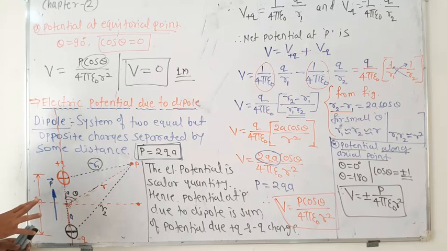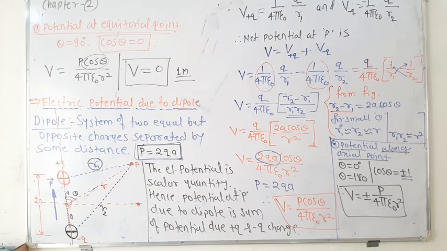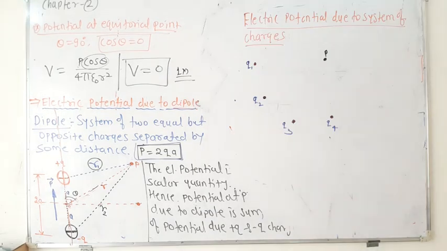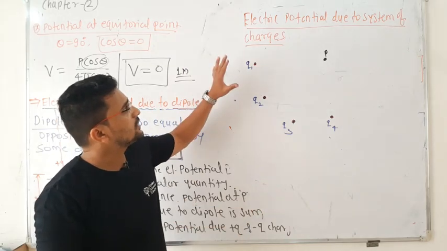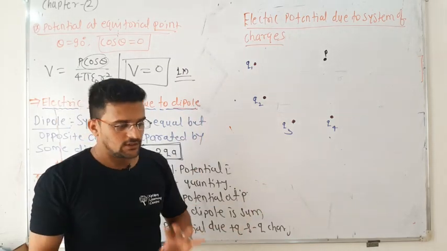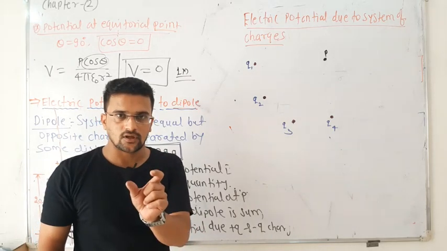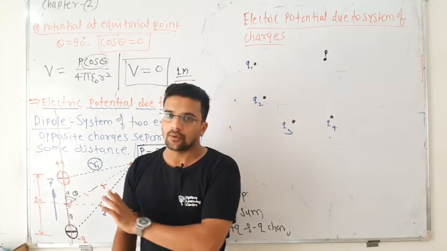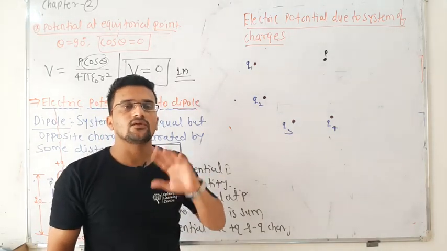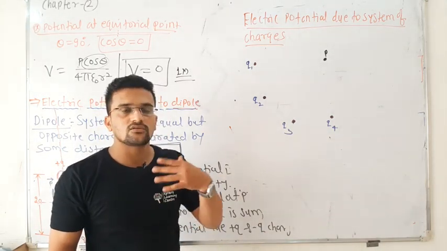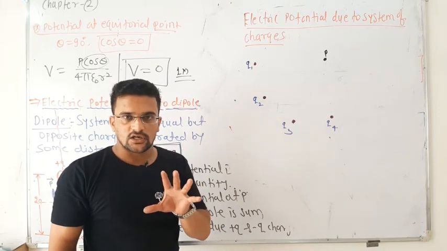Okay, but before that you have to know something else. Now consider electric potential due to a system of charges. We have already calculated the electric potential due to a point charge and due to a dipole. Now if you have multiple charges, that means more than 2 or 3 charges, how do we calculate the potential due to a system of charges at one point?